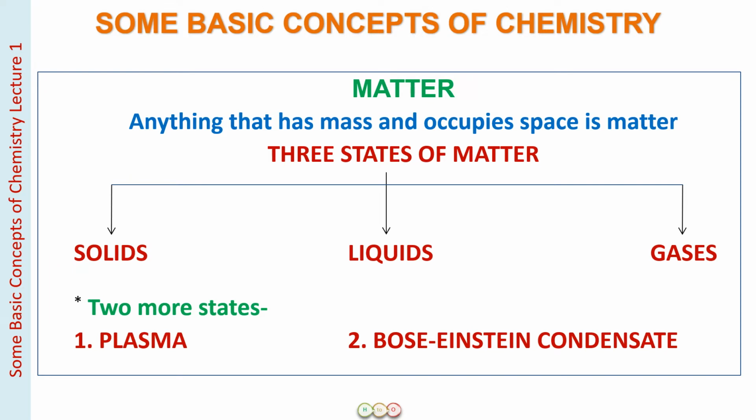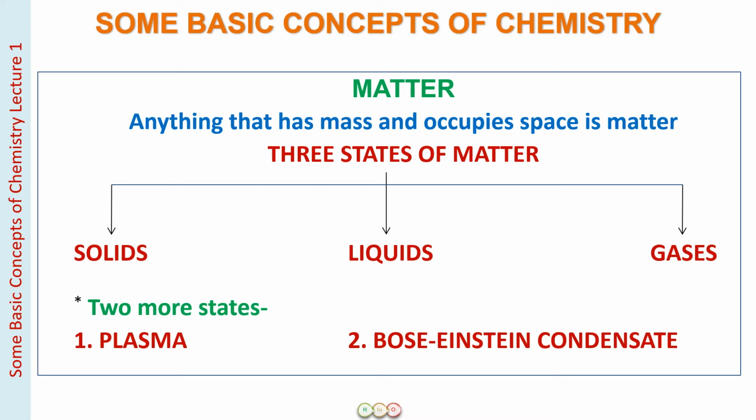So matter is anything that has mass and occupies space. And what are the three types of matter? The three states of matter: solids, liquids, and gases. So you all know what solids, liquids, and gases are. Well, solids are those which have a definite shape and volume because the forces of attraction between the particles are very strong. They are kept close to each other. They do not have freedom of movement.